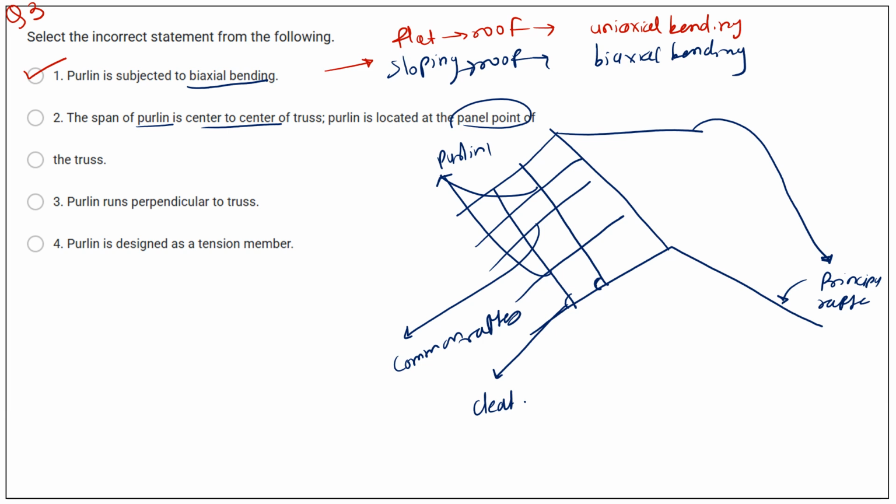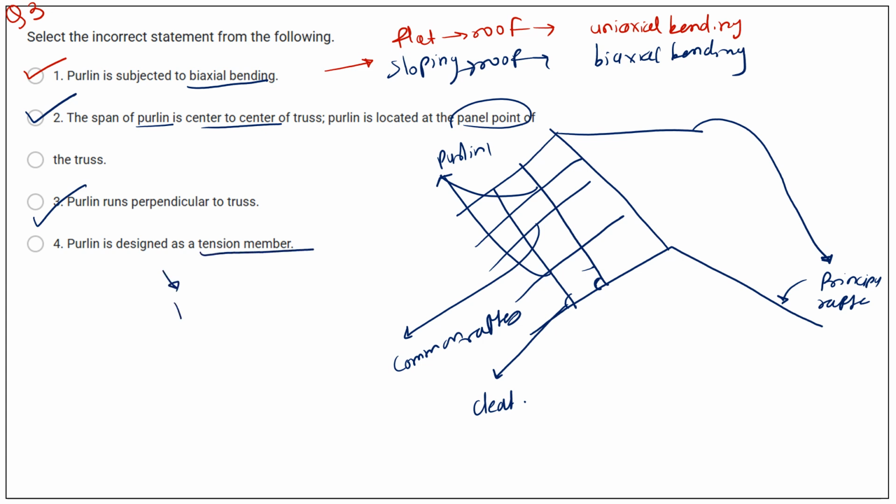So here the second option is correct. Then the third option is: purlin runs perpendicular to truss. Yes, for the truss the purlins are perpendicular. The third option is also correct. Then the last option is: purlin is designed as a tension member.